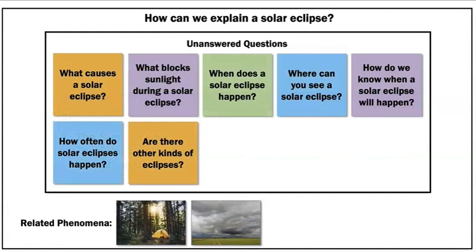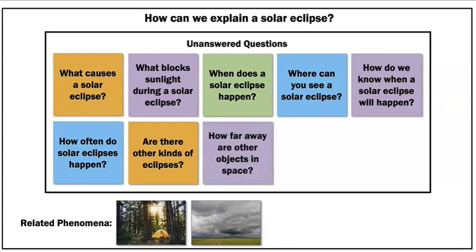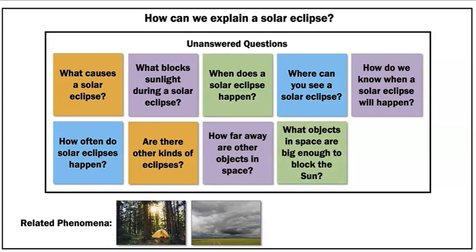Let's look at our class question chart. Can we answer any of these questions? I don't think we can. We have learned more about the sun, but we do not have enough information to answer our questions about solar eclipses. In fact, I have a few more questions. Do you? Maybe you wonder, how far away are other objects in space? Or what objects in space are big enough to block the sun? Let's add those questions to our chart.